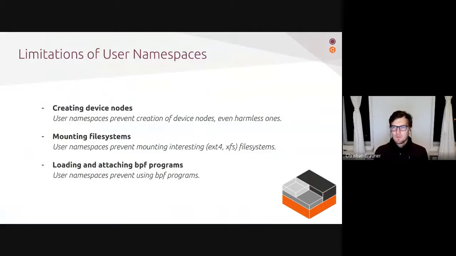Mounting file systems is another one. Real file systems will not be mountable from inside user namespaces. This includes anything interesting like ext4 and XFS. And also you can't load and attach BPF programs. User namespaces prevent you, maybe not necessarily from loading, but definitely from attaching a BPF program to, for example, a cgroup, which in 2020 is a limitation that a lot of people find off-putting about unprivileged containers. And given that BPF sees more and more adoption, finding a way to get around such restrictions might be quite useful.